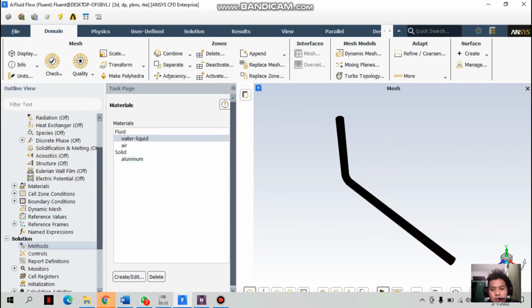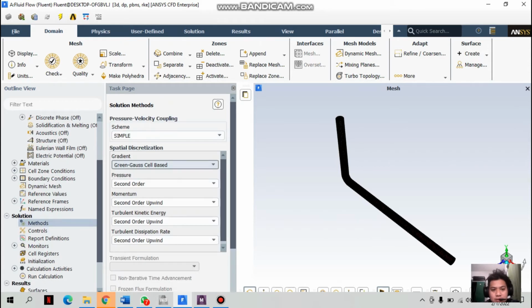For the method, we choose the green-gauss cell based, and the pressure is second order, momentum is second order upwind, turbulent kinetic energy and dissipation rate is second order upwind.